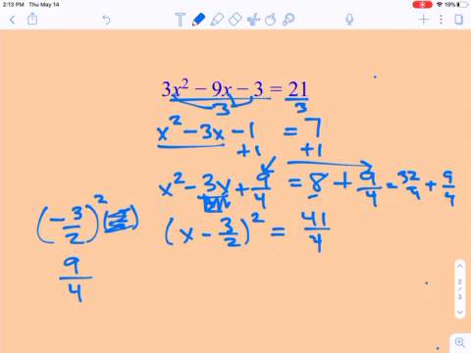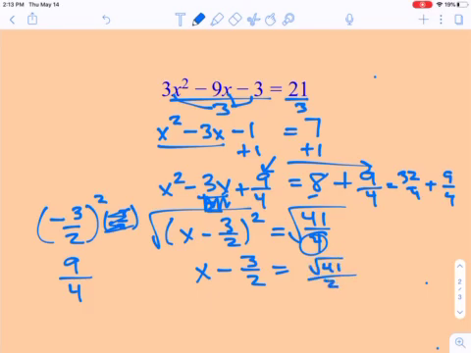And you're probably thinking, God, this is really, really messy. And you know what? It is a little messy. I'm not going to lie. But you're smart. You can figure this out. So let's take the square root of both sides. Square root of 41 over 4. Well, I know that the square root of the bottom is going to be 2. So we're going to wind up with square root of 41 over 2.